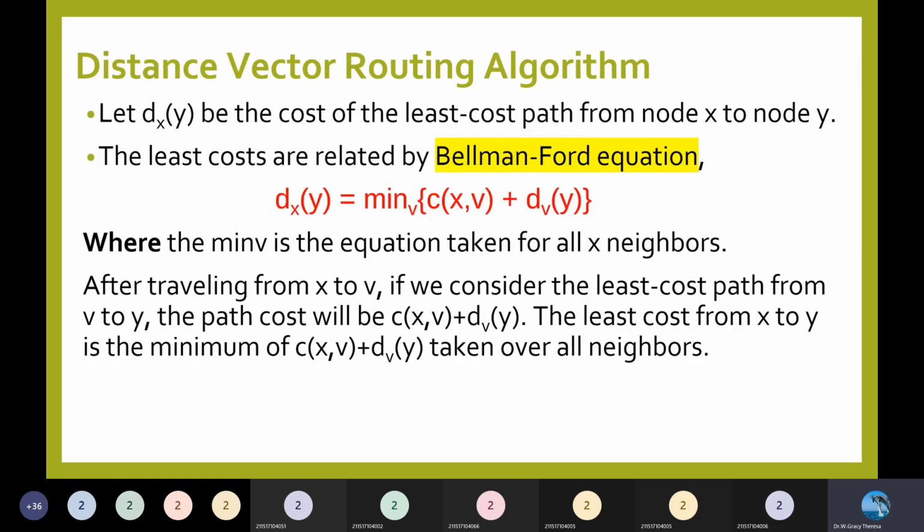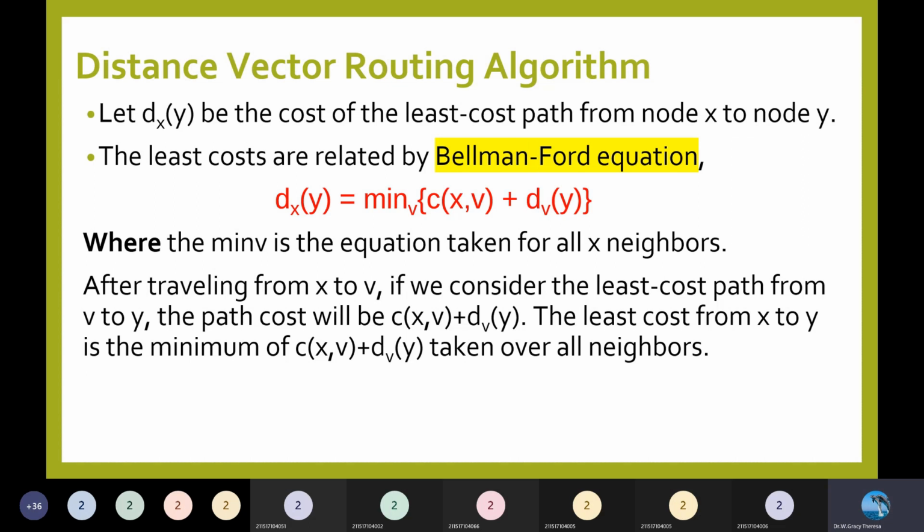This distance vector routing algorithm works by finding the least cost and updating that with the help of an equation, something called the Bellman-Ford equation. As I said before, the distance vector routing algorithm is also called the Bellman-Ford algorithm. Why? Because in order to find the minimum cost and update that minimum cost, it uses a special equation, the Bellman-Ford equation. This is the equation.